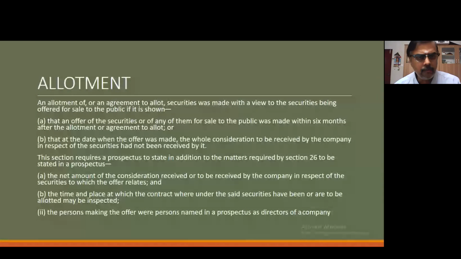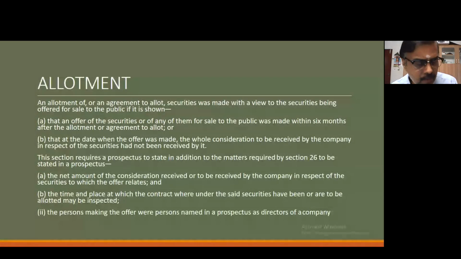So an allotment of or an agreement to allot securities was made with a view to the securities being offered for sale to the public. It is shown that an offer for securities or any of them for sale was made within 6 months after allotment or agreement to allot. Normally what happens, I'll tell you, at the application stage you collect some 5 rupees, at allotment stage you collect some 3 rupees, and at the final call you collect some 2 rupees, etc. So typically there are 3 stages.